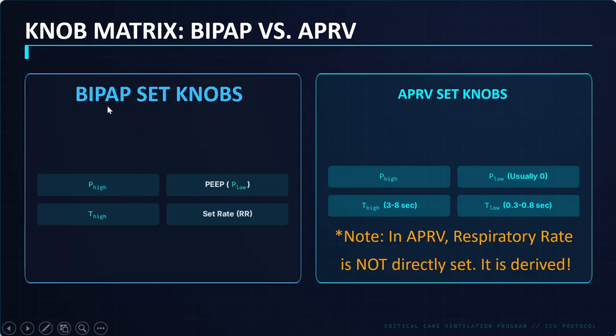BiPAP versus APRV. In BiPAP, you can set P high, you can set P low, but here PEEP. You can set T high, but here respiratory time. It is different in APRV. You can set P high and P low usually equals 0. T high from 3 to 8 seconds. It is prolonged. And T low 0.3 to 0.8 second. In APRV, respiratory rate is not directly set. It is derived.